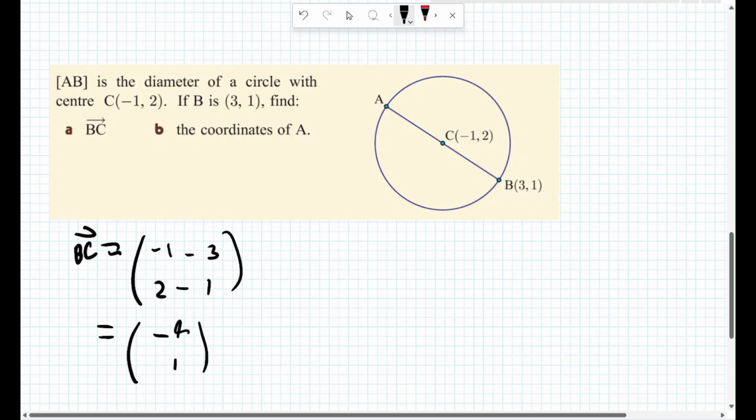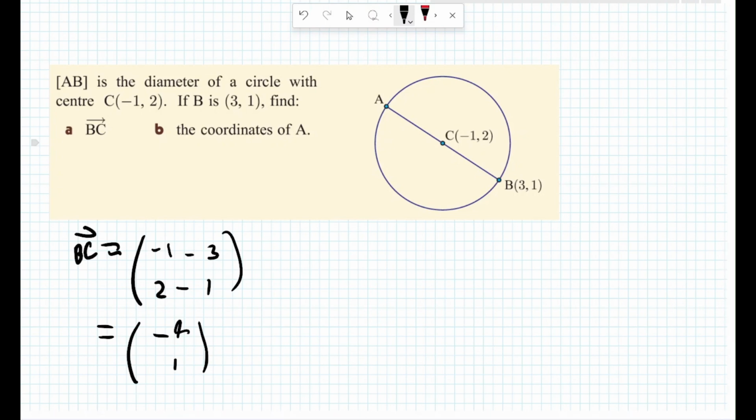And if you think about it, to go from B to C, to get from 3 down to -1, I have to take 4 steps left. That's why there's a -4. And to get from 1 up to 2, I have to take 1 step up. That's why there's a 1.